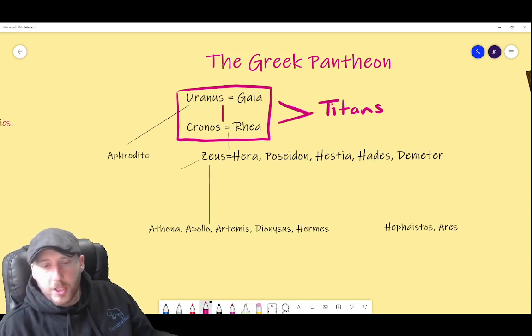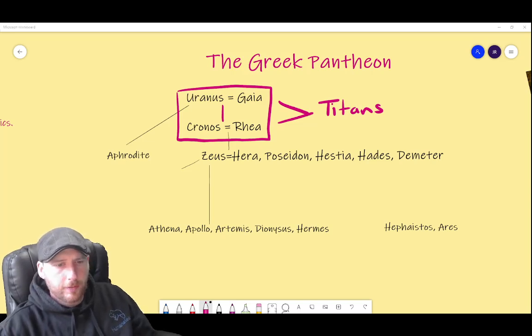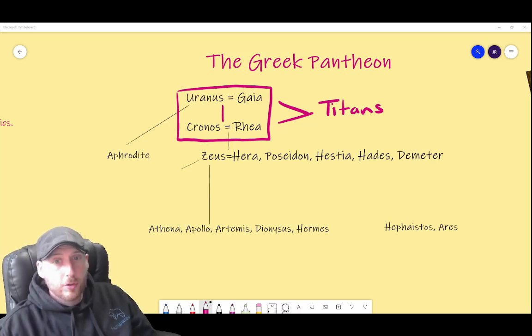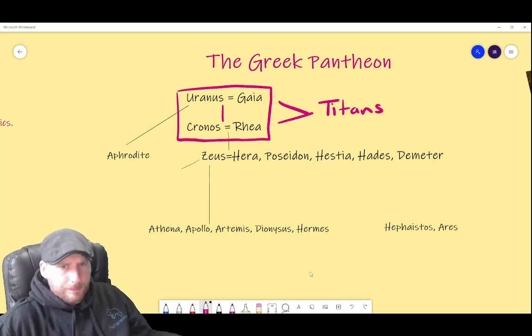Okay? So let's start with those first 6 here. Oh, is that still going? Oh, yeah. Let's start with our first 6. So we've got Zeus, Poseidon, Hades, the 3 male leaders of the gods, 3 brothers.